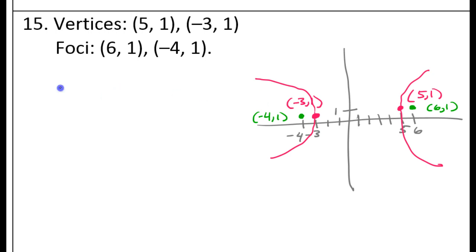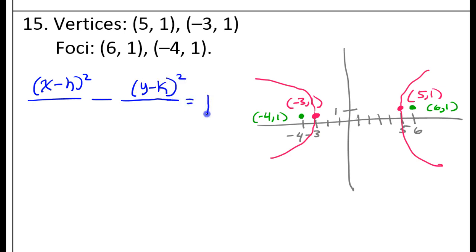So hyperbola, if it's horizontal, like this one, the x term goes first. So I'm going to start off with x minus h squared over something. For a hyperbola, it's always minus. And then we will do the y minus k squared, and then equals 1. So we're going to start off with this. Later we'll find the a squared and b squared that go in the denominator.